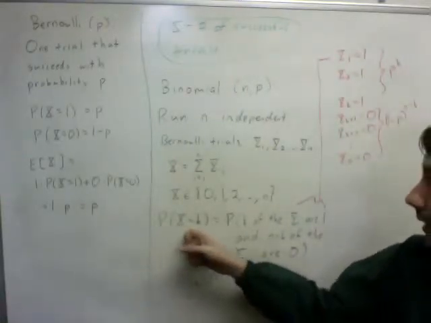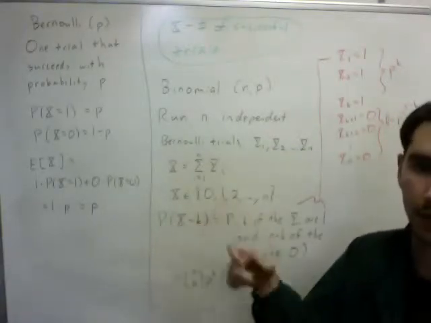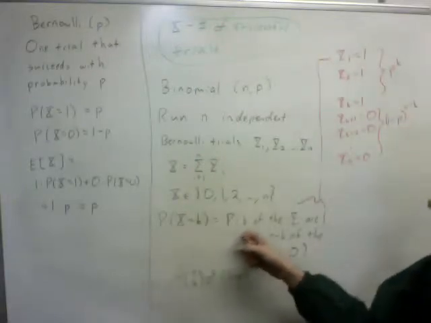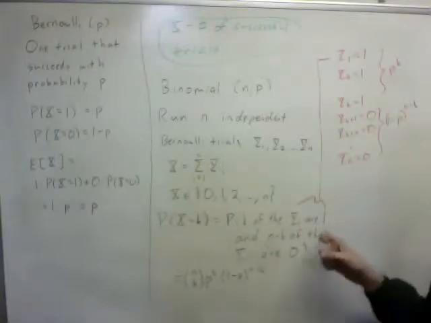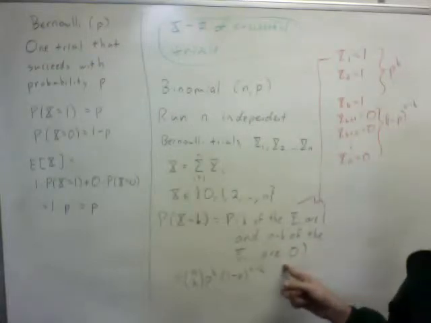So what is the probability that x equals k? What's the probability, in particular, that we had k successful trials out of n trials? Well, we have k successes if k of the yi succeeded, so k of these are 1, and n minus k of them are 0. So in other words, n minus k of the trials failed, and k succeeded.